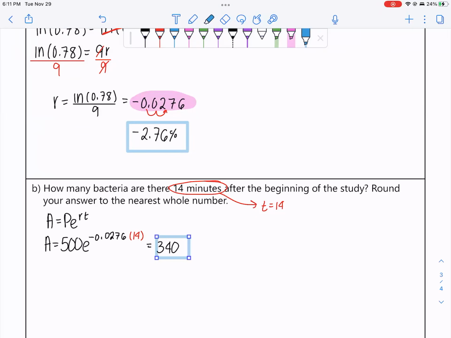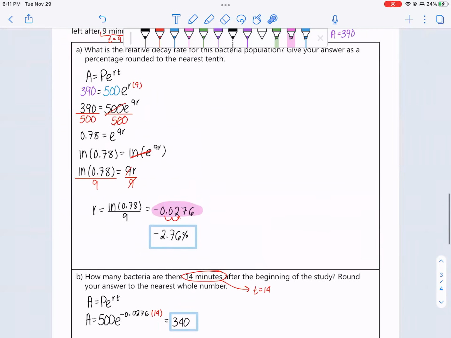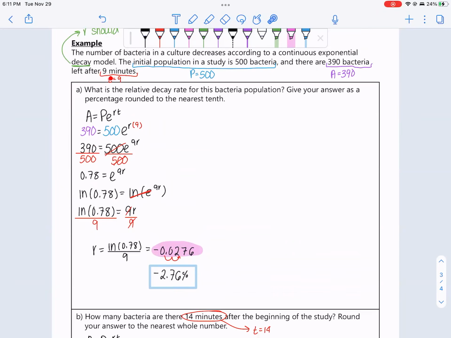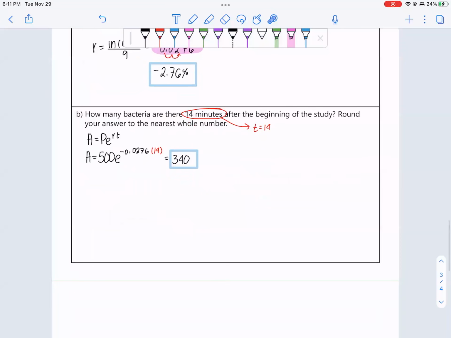We should ask ourselves, does this number make sense? We started with 500 bacteria. It's decaying, so it makes sense that this number went down. After 9 minutes, there were 390 bacteria left. After 14, there were 340. That makes sense. After more time has passed, there are fewer bacteria. I like to do tests like that to make sure that logically everything checks out. It's a small thing you can do to catch yourself from making an error.